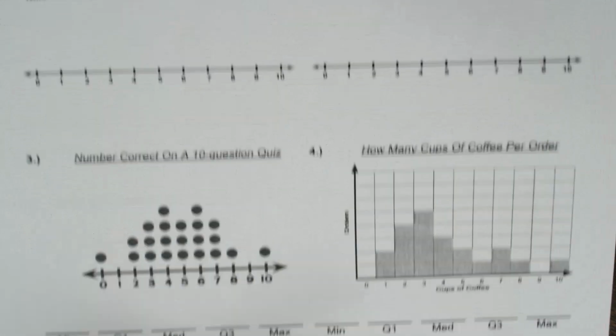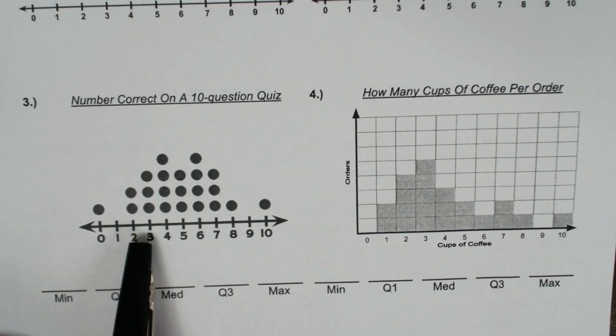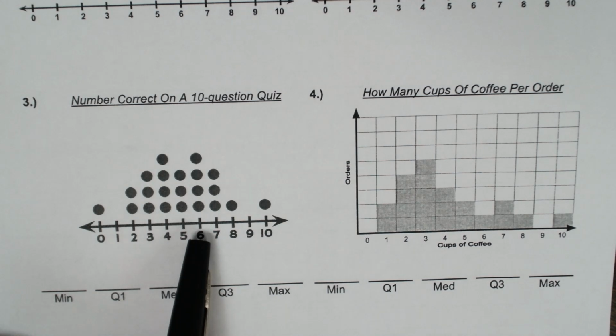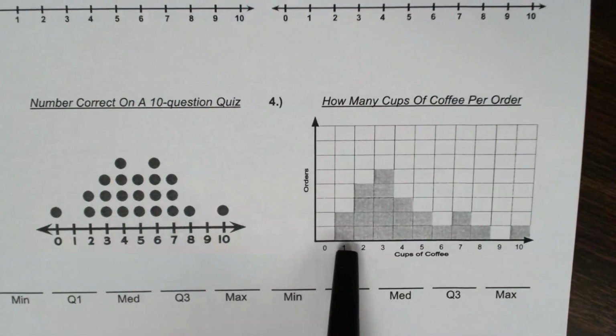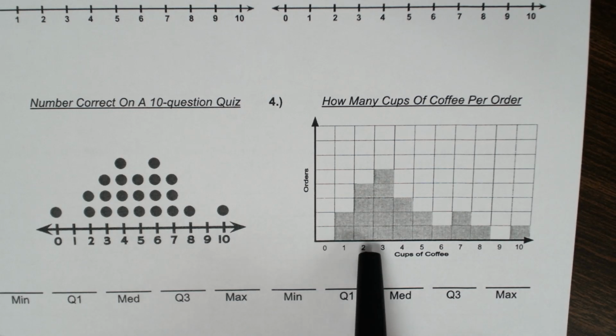Number 3 has a dot plot. You're going to type in the number on the number line as many times as many dots as you see. So 0, 2 2, 3 3 3, 4 4 4 4, 5 5 5, 6 6 6 6, and so on. Same thing down here. For this histogram, you're going to type in 1 1, 2 2 2 2, 3 3 3 3 3, so on.